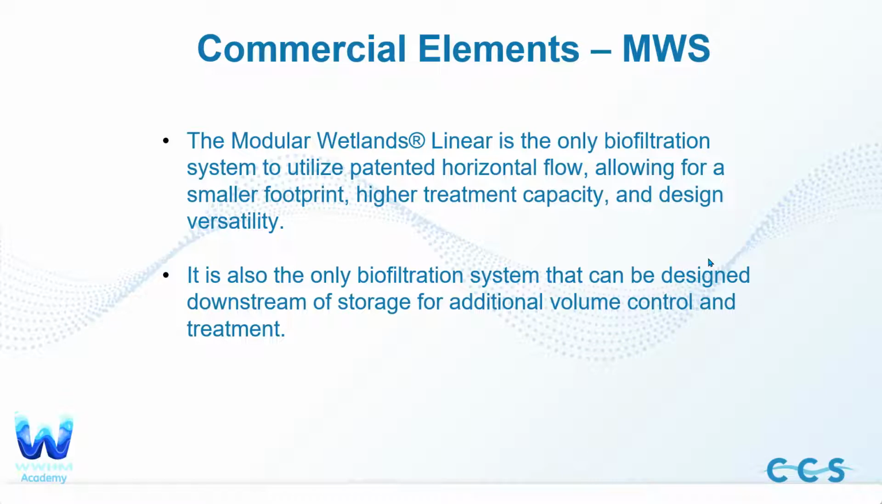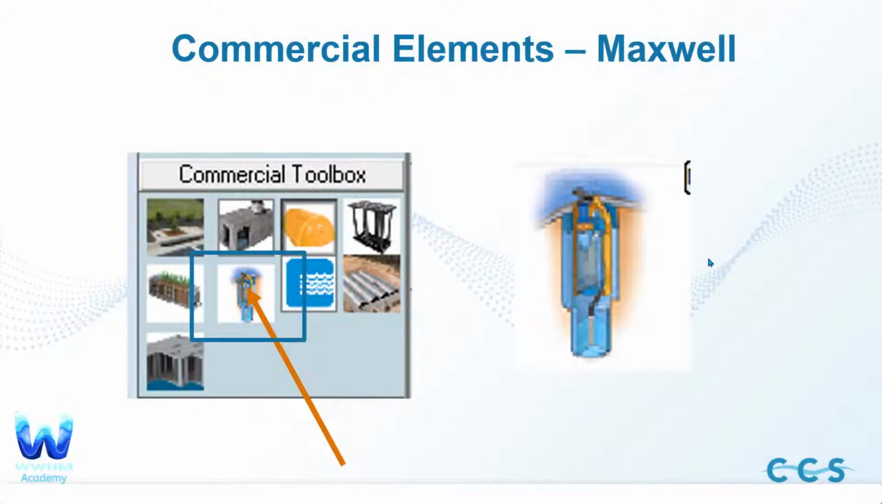Now this MWS, it's a biofiltration system, and it's using a horizontal flow, and I guess that allows for a smaller footprint and a higher treatment capacity of the water, and it can also be used to design for the storage of additional volume control, although mostly I would say we use it for something like biofiltration, but it can also be used for that as well.